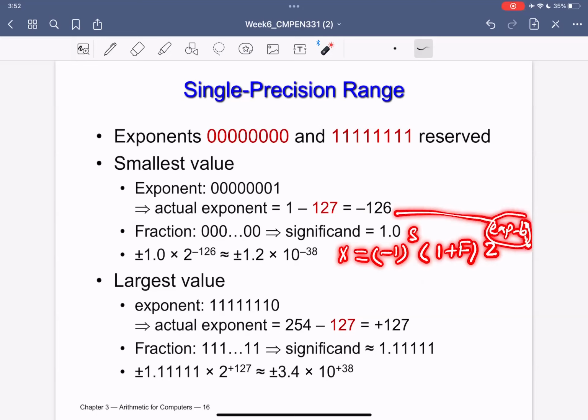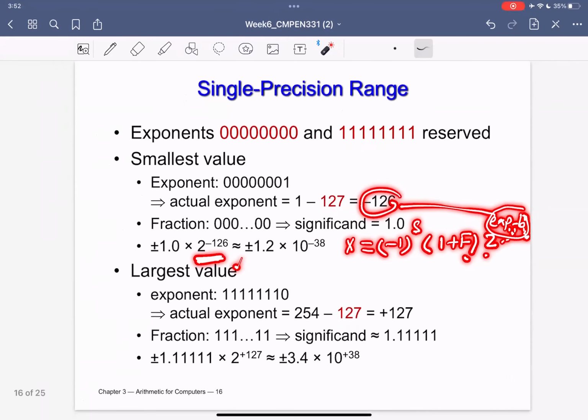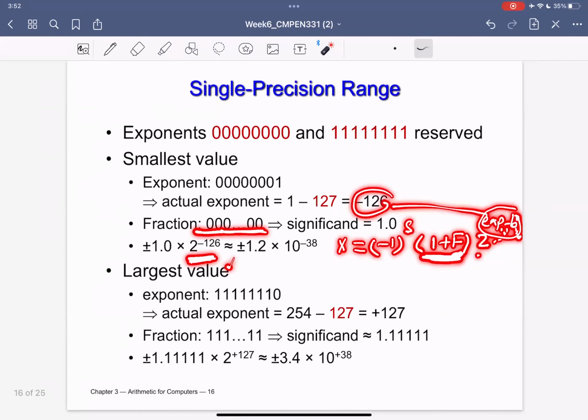Exponent minus the bias is already there. So it will be 2 to the power of negative 126. 1 plus the fraction is 1 plus all zeros, or 1.0000. It's just 1, so it is only 1.